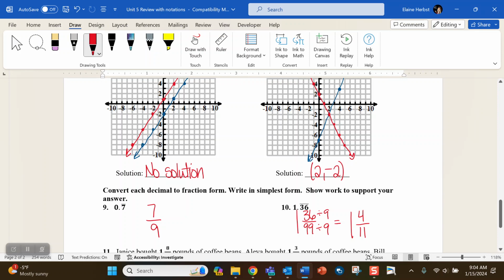Questions 9 and 10 are about converting repeating decimals to fractions. In question 9, we have one repeating digit. It is a 7, so we write it over 9: 7/9. It does not reduce.